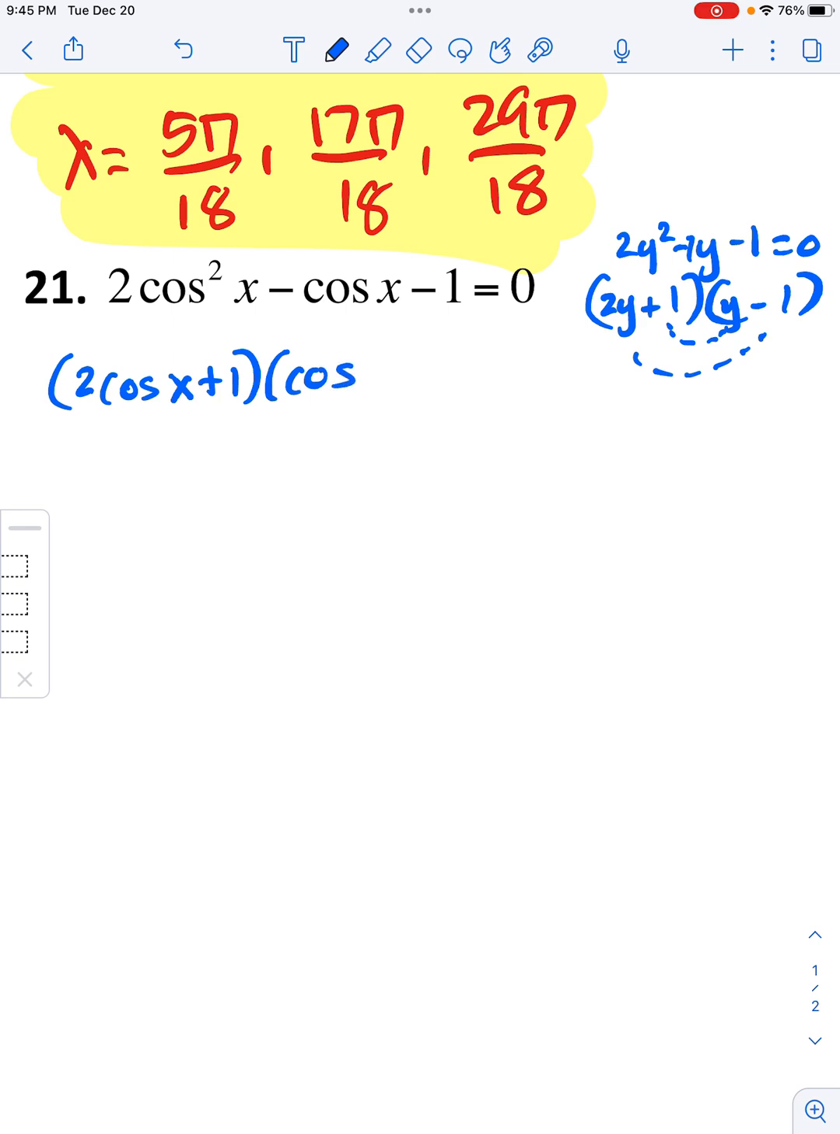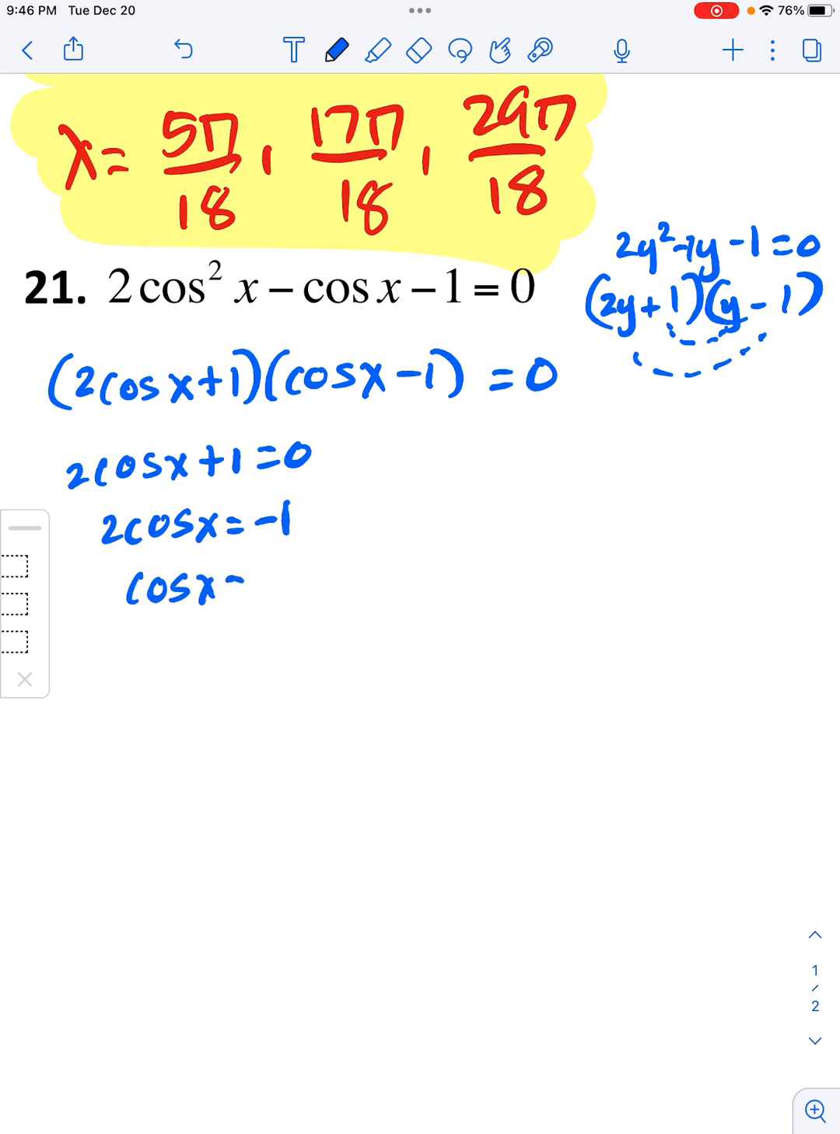I'm just replacing my y's that I was sort of using to give myself comfort. I'm replacing those back with the cosines that they were representing. So here I would need 2 cosine x plus 1 to equal 0. So I would subtract that 1 over and divide it by 2. And then I'd look on the unit circle for all the places that the cosine had a value of -1/2. And that's going to happen at 2 pi thirds and 4 pi thirds.